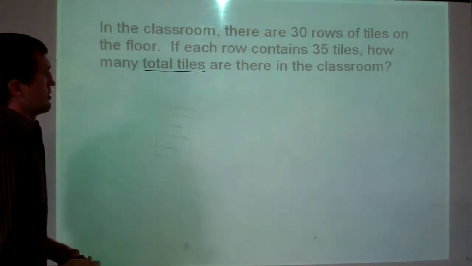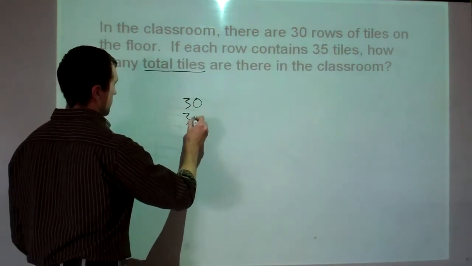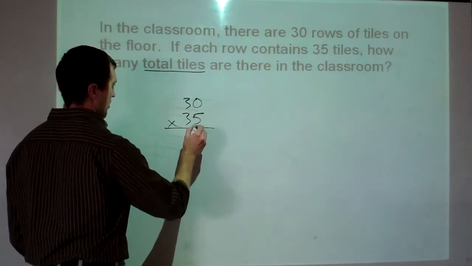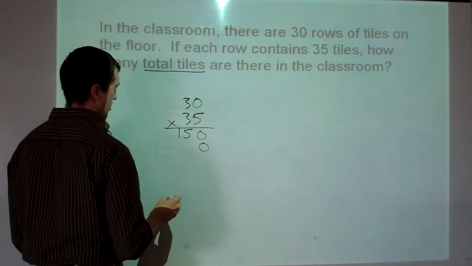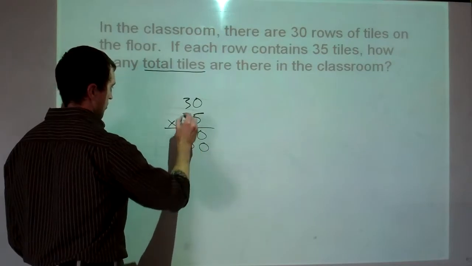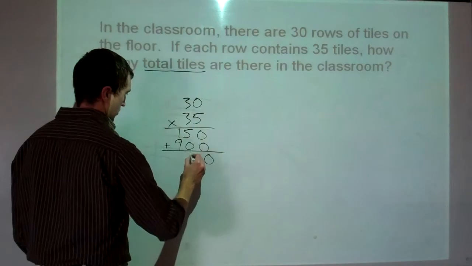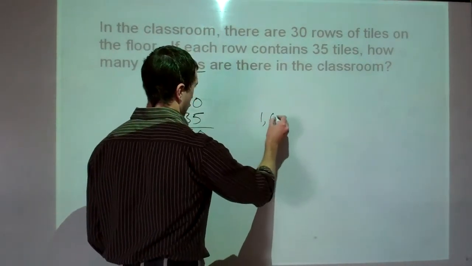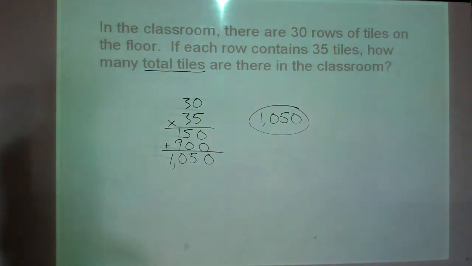So what we have here is 30 rows, each with 35 tiles, and we're going to multiply. So 5 times 0, 5 times 3 is 15, add our 0, 3 times 0 is 0, 3 times 3 is 9, add 5, 10. So we should have 1,050 tiles. Alright?